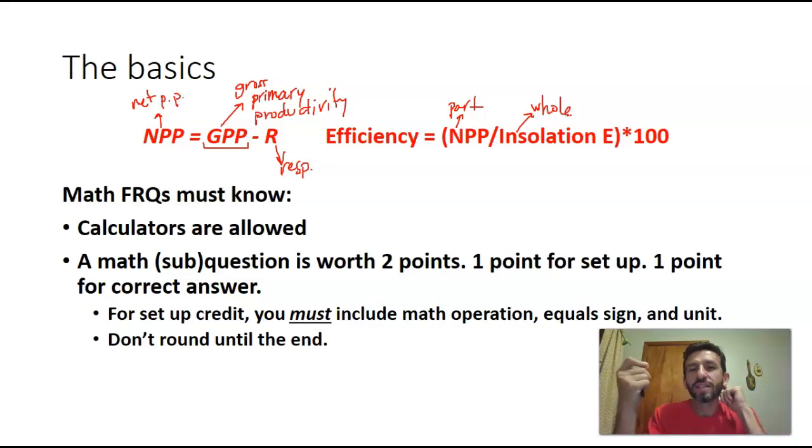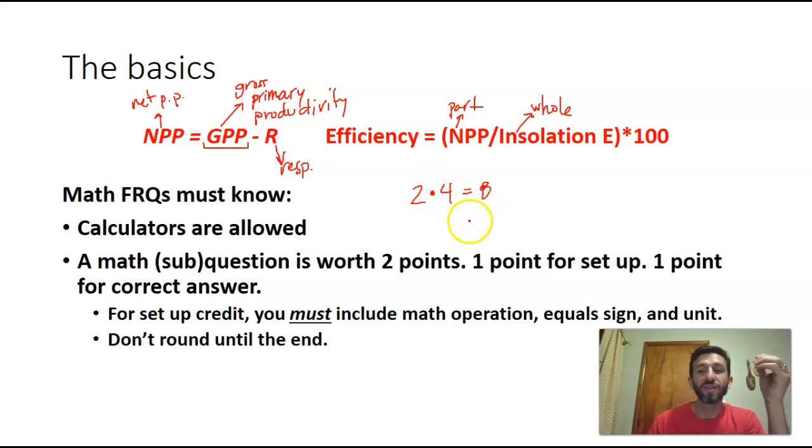Now here is the thing. For the setup, you must include the math operation and the equal sign and a unit. So I can't just do things like, 2 times 4 equals 8. And I know that for some of you that might seem really silly, but as a teacher, when I grade a lot of stuff, I'm like, how in the world am I supposed to know what these floating numbers are supposed to be? You have to put a multiplication sign and then an equal sign. If you do not do that, even if it's obvious that you know it, you're not getting credit. Okay, and don't round until the very end. So make sure you wait till the very end to round.